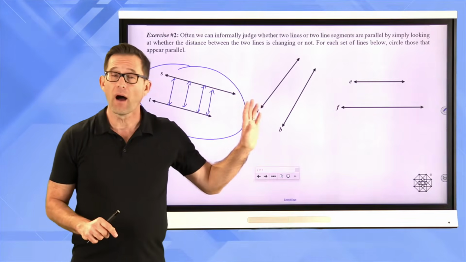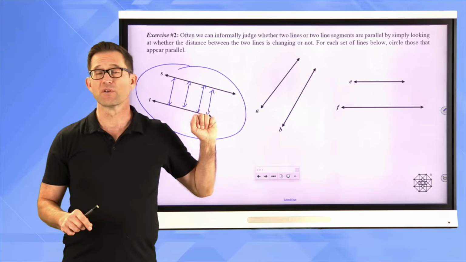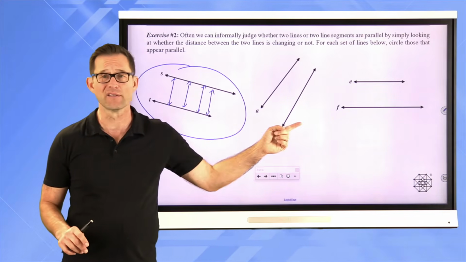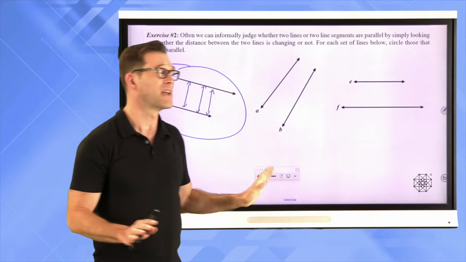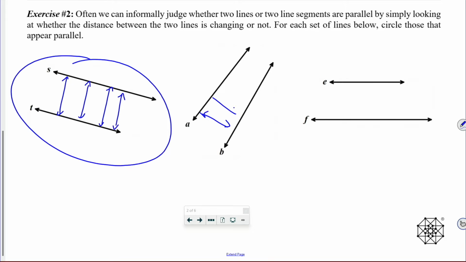Anyway, geometry is a lot about observation, right? And then proving your observations. So right now, I'm not proving anything. I'm not proving these lines are parallel and these lines aren't. I'm just saying, look, this is the way it looks like to me. And here, the distance between line A and line B appears to be getting shorter, right? So those are not parallel.